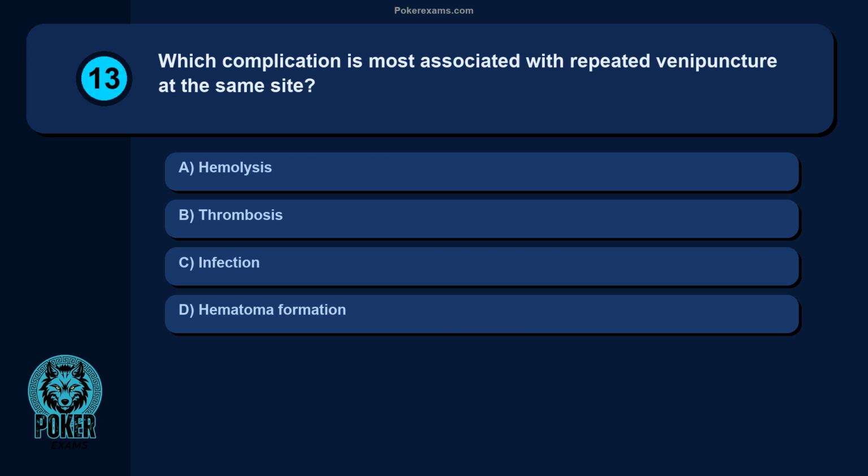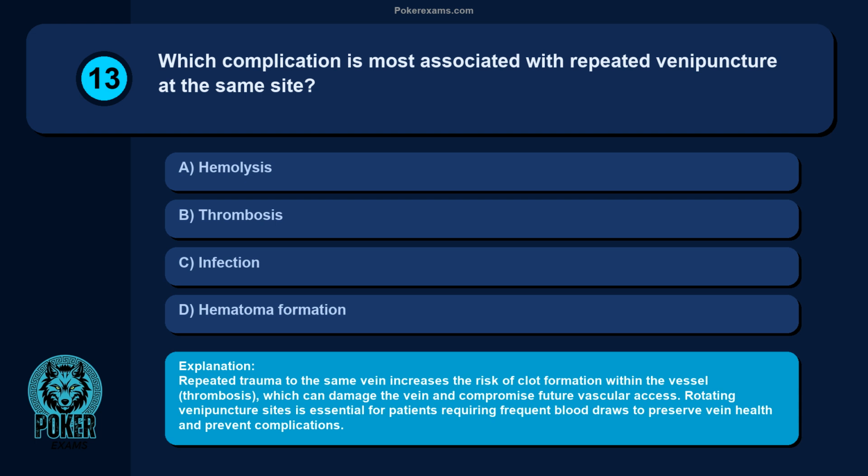Question 13. Which complication is most associated with repeated venipuncture at the same site? Hemolysis, thrombosis, infection, hematoma formation. Repeated trauma to the same vein increases the risk of clot formation within the vessel, thrombosis, which can damage the vein and compromise future vascular access. Rotating venipuncture sites is essential for patients requiring frequent blood draws to preserve vein health and prevent complications.